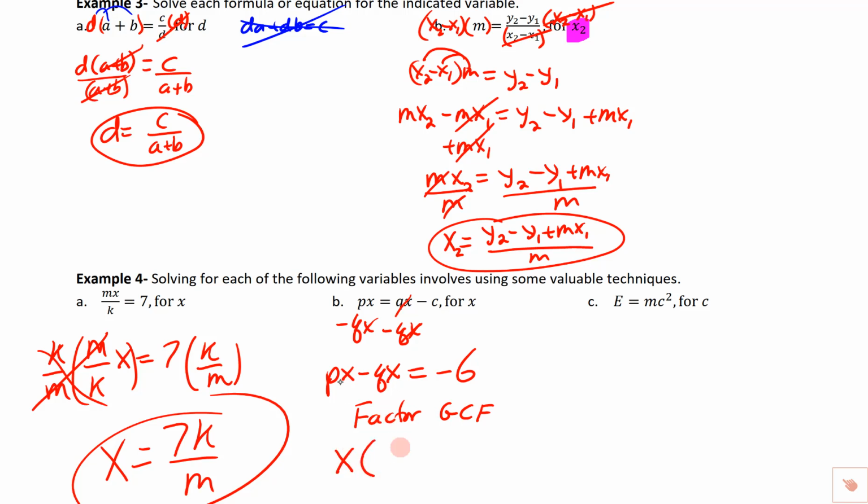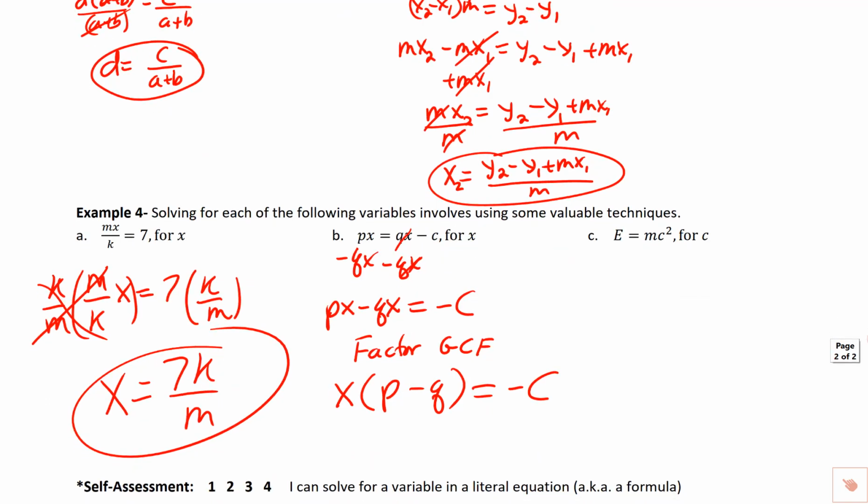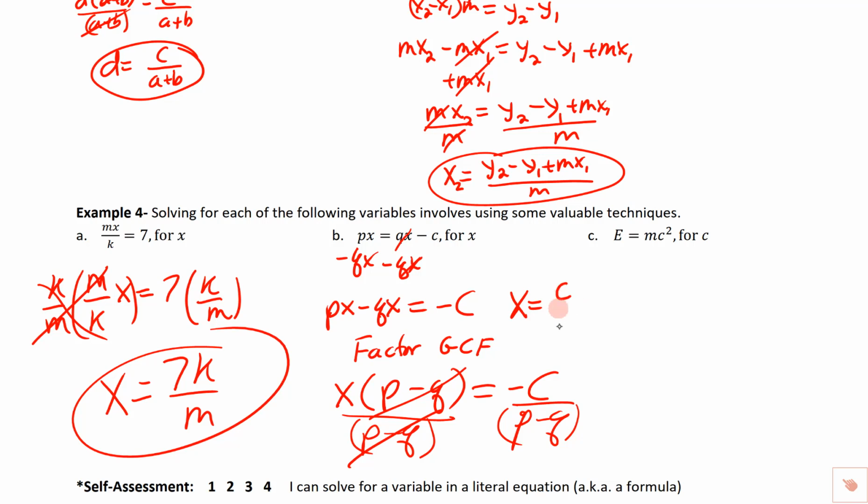There's an x in each one of those. If I take an x out, I'm left with a p. If I take an x out, I'm left with a minus q. And that equals negative c. I made that look like a 6 or a g or something. Okay, so to finish this off, we just want the x by itself, so we're going to divide by the p minus q. We're going to divide by a factor of quantity p minus q. So those cancel, so we end up with x equals c over p minus q.